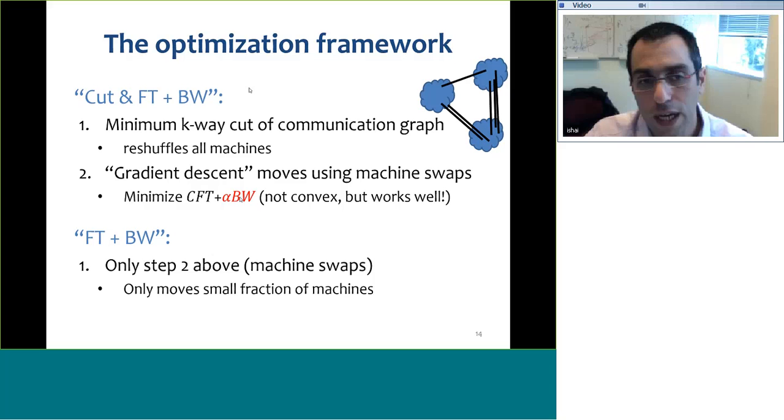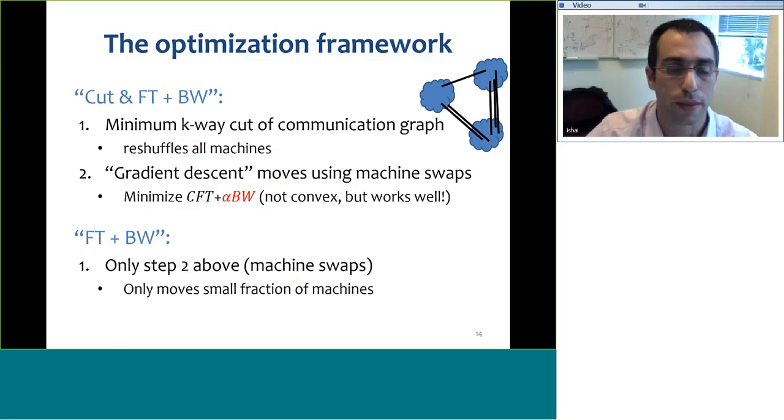Actually, maybe the best algorithm would have been to start with the cut, to start with the configuration that is good in terms of bandwidth, and then improve the fault tolerance by this kind of moves. But the algorithm that we eventually implement is the one that skips the first step, the cut, and just does step 2, basically the gradient descent moves using machine swaps, which minimize the combined cost function of fault tolerance and bandwidth.